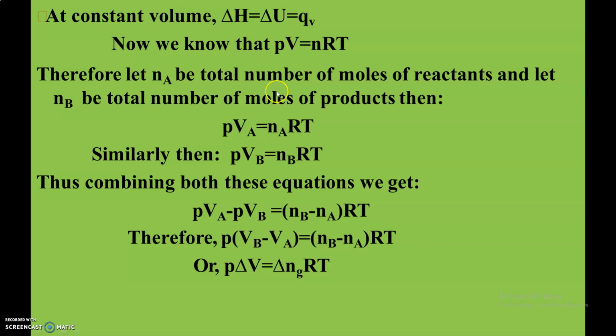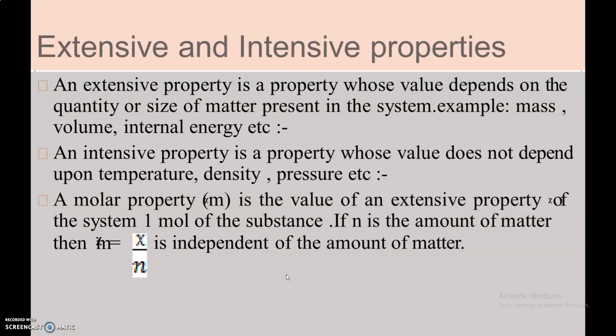Therefore, let nA be the total number of moles of reactants and let nB be the total number of moles of products. We know PV is equal to nRT. So PVA is equal to nA RT, PVB is equal to nB RT. Thus combining both, we will get the equation like this. So we can write it as P delta V is equal to delta n g RT.